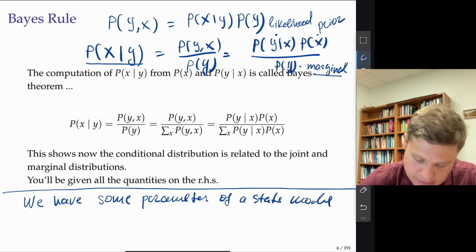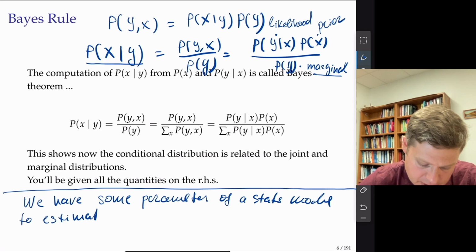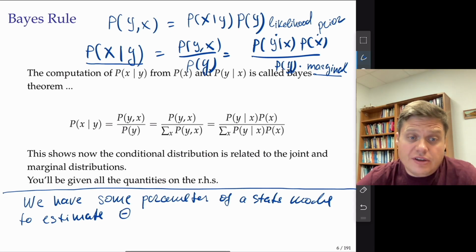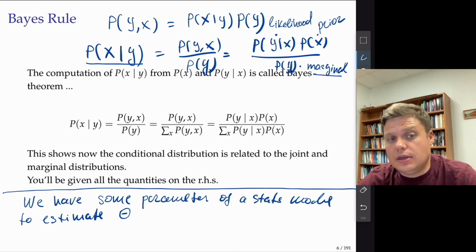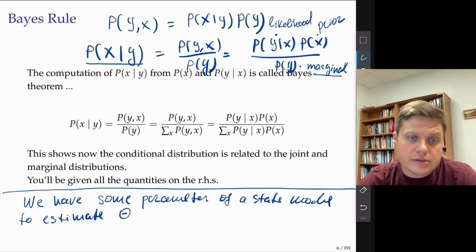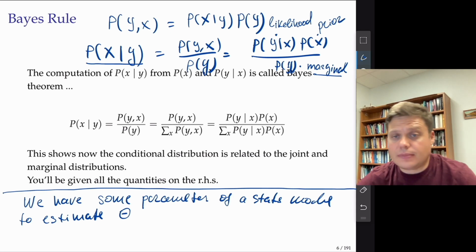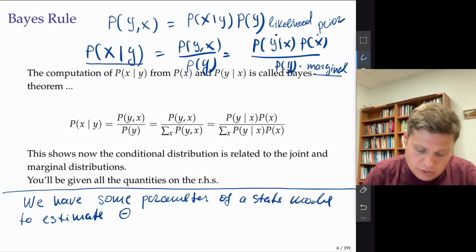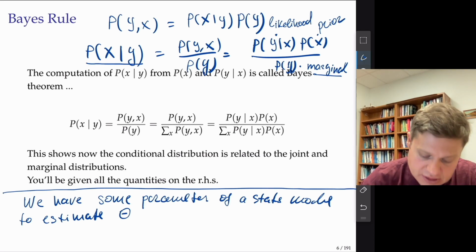That we want to estimate. And we're going to call this parameter theta. So if you're talking about a linear regression model, then theta is just going to be a set of the beta coefficients. If you're talking about estimating parameters of the normal model, then it's going to be the mean and covariance matrix of the normal distribution. So depending on your statistical model, you're going to have a set of parameters theta to estimate.